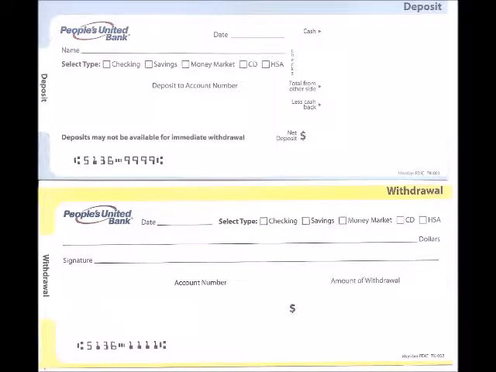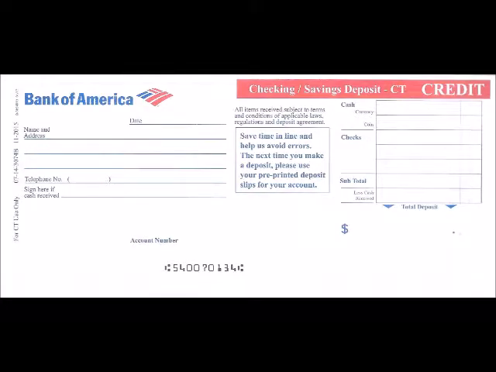I was able to get slips from 3 different financial institutions. This one is from People's United Bank. This next deposit ticket is from Bank of America. Our last slips come from KeyBank. Our first deposit ticket is very simple.